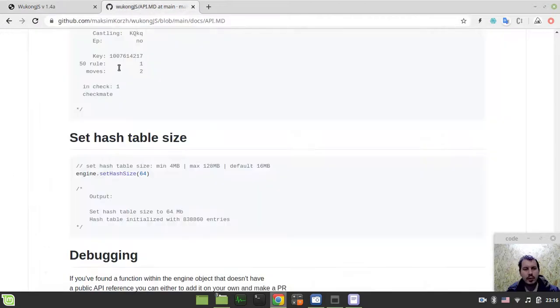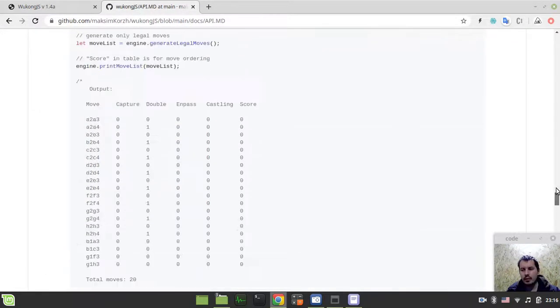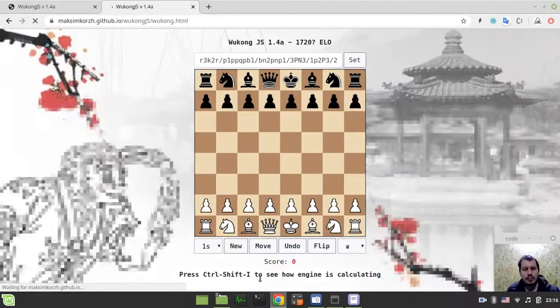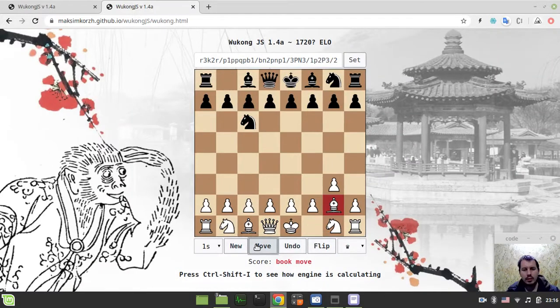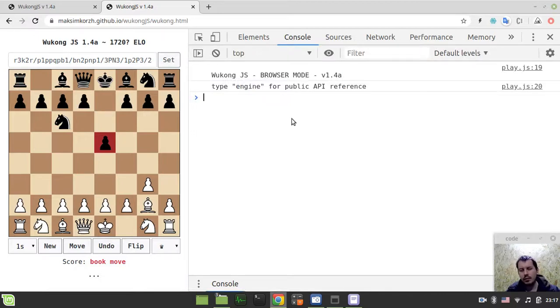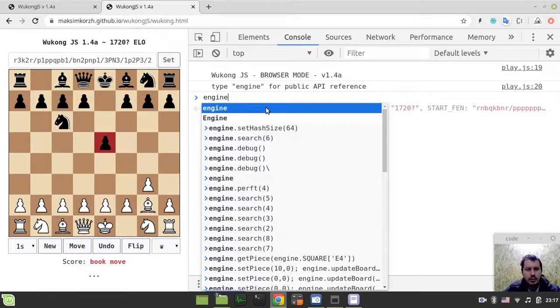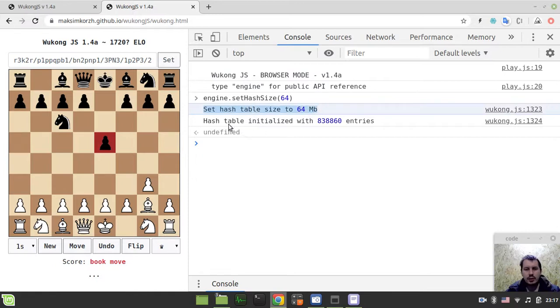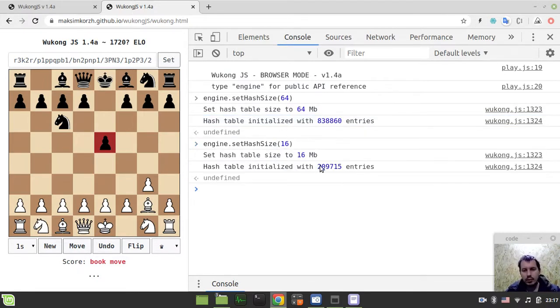So this is my local one. By the way, I'm just wondering, did I already git push the latest changes with the opening book? Let me try. Yeah, I already did. So if you open the Chrome browser developer tools, or in Firefox it is the same, I just say engine dot set hash size, and let's try 64. You see it sets the hash to 64. The hash table has been initialized with this number of entries. Then let's try to drop back to 16 megabytes.